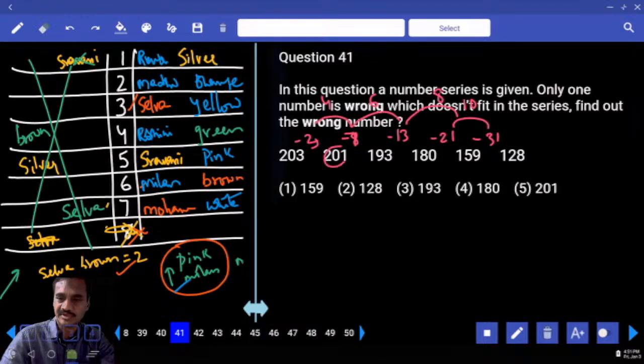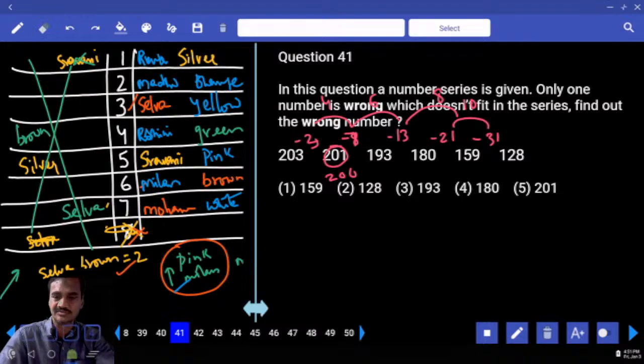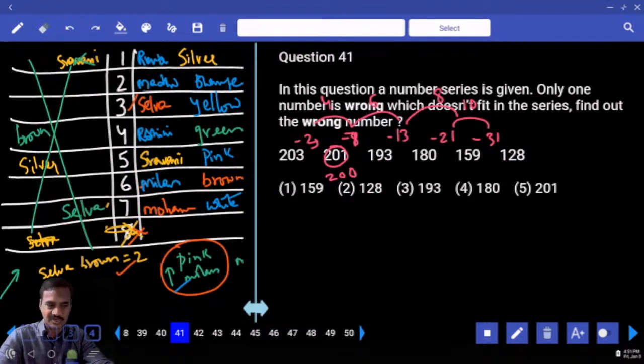Hence what should be the number? 201, 200 should be. About -3, -7. Did it fit or not? Got this one? Hence what is the wrong number? 201, choice fine. Differences are even numbers: 4, 6, 8 and 10. And the original difference must be 3, 7, 13, 21, 31, 41.